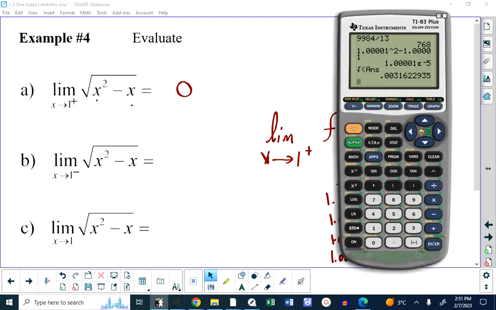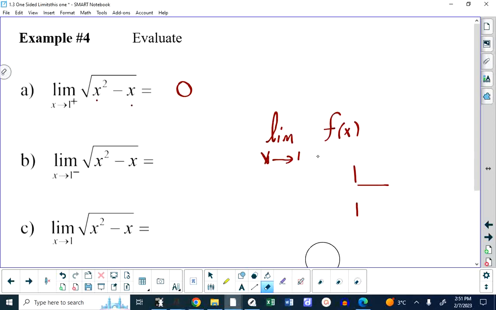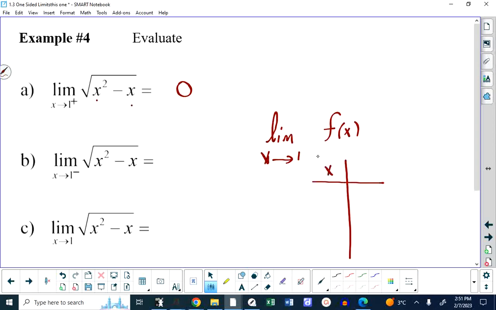What about the left-hand limit? Well, with the left-hand limit, here's what we want to do. And I would ask everybody to think about what it is you're going to get if you start putting in numbers for x like that.